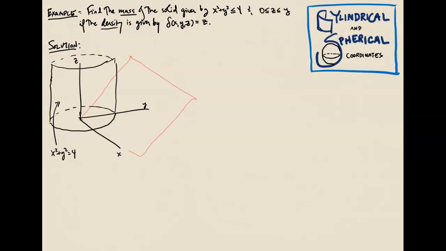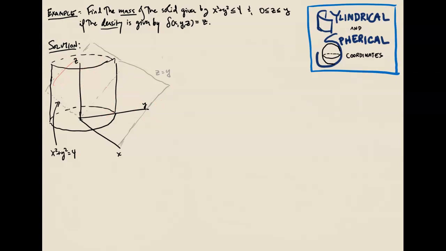I could sweep it out as far as I like this way, I could sweep it out as far as I like that way. So you can see that z equals y would be a plane in R3. The solid we're interested in is not just the cylinder. We're interested in the stuff inside the cylinder, and where z is both positive, so above the xy plane, and lower than y. That means we only want stuff that is below this plane.